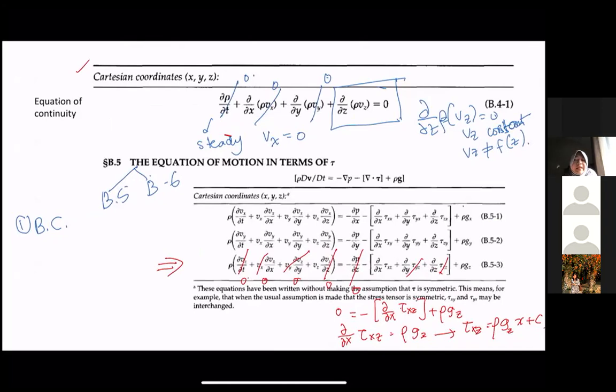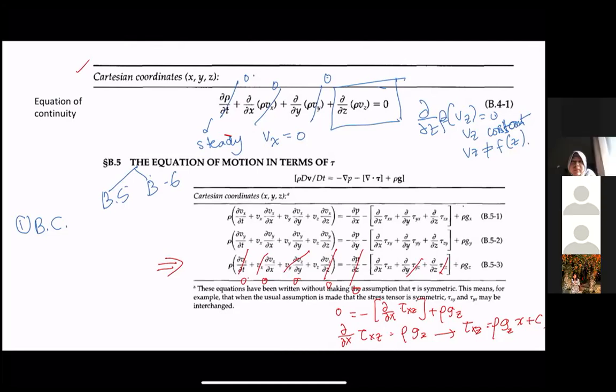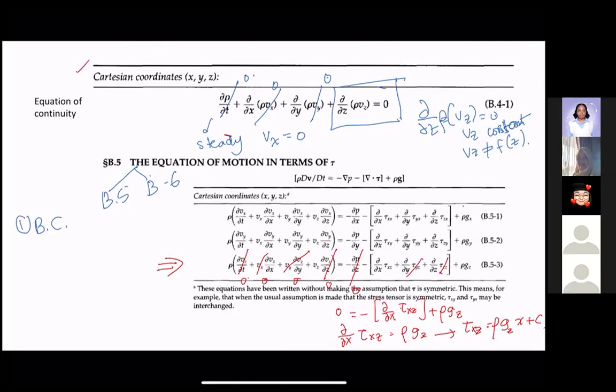Okay, so for this case, let me stop here first. Do you have any questions, or which steps would you like me to explain again? Anyone? Is it quite clear?